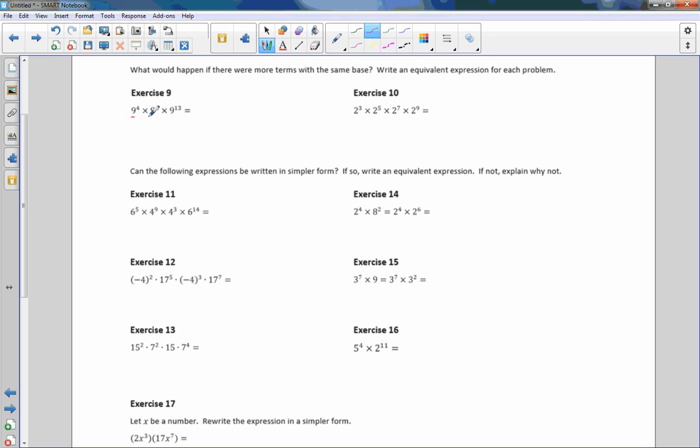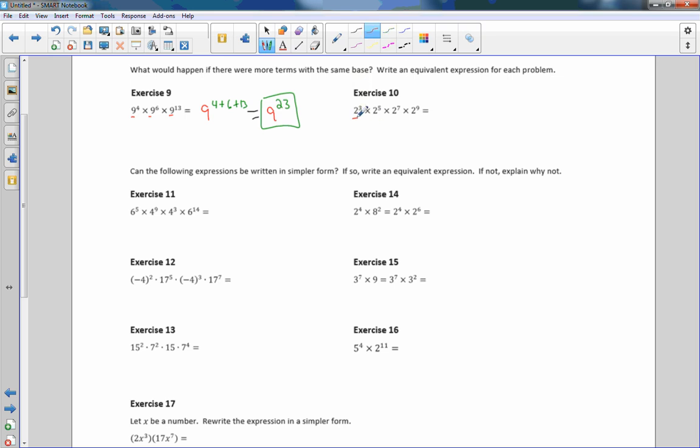Okay, so in this one I have a 9, I have a 9, I have a 9, therefore I'm going to get a 9 for a base in my simplified solution. So I have a 4, I have a 6, I have a 13, and we add exponents when we are multiplying. So that is going to give us a base of 9 to the power of 4 plus 6, which is 10, plus 13, which is 23. So the answer is 9 to the 23rd power.